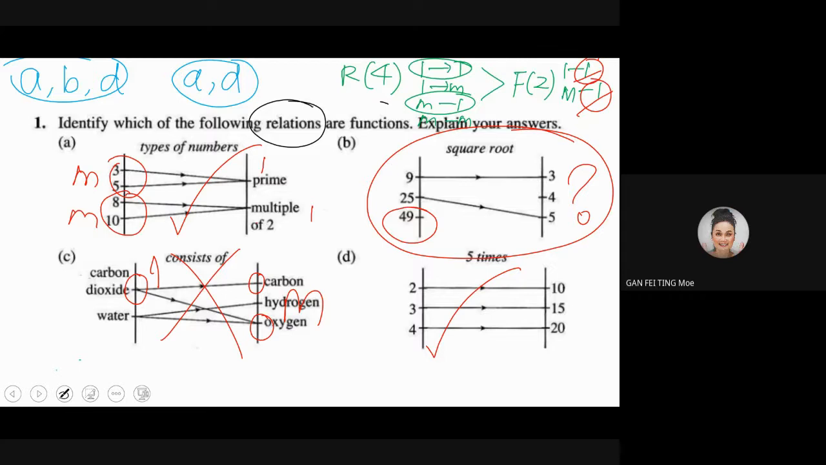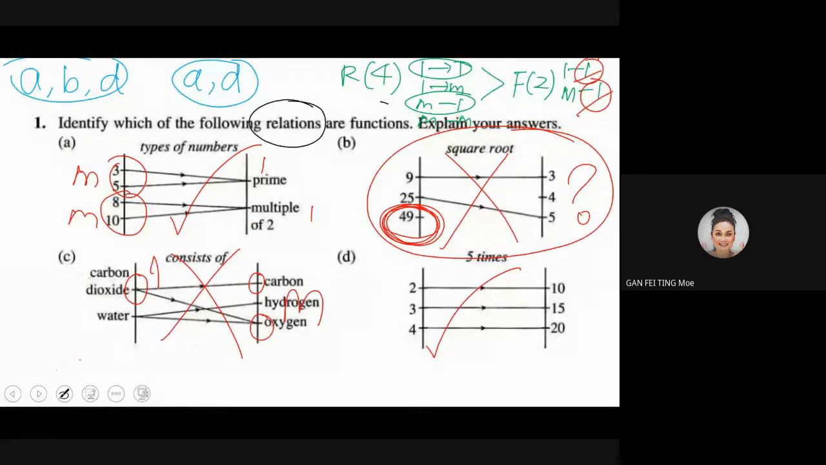What do you think? Is B a function? Now take note on this. Can you please respond to me? Is B a function? Someone is talking? I can't hear you. Is it, teacher? Why not? Why is B not a function? Because each object doesn't have each image. Yes, because there's one object here that does not have an image. 49 doesn't have an image. So this is not a function.